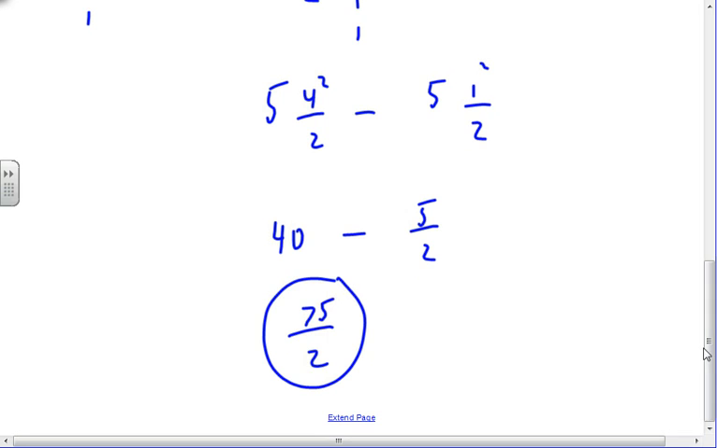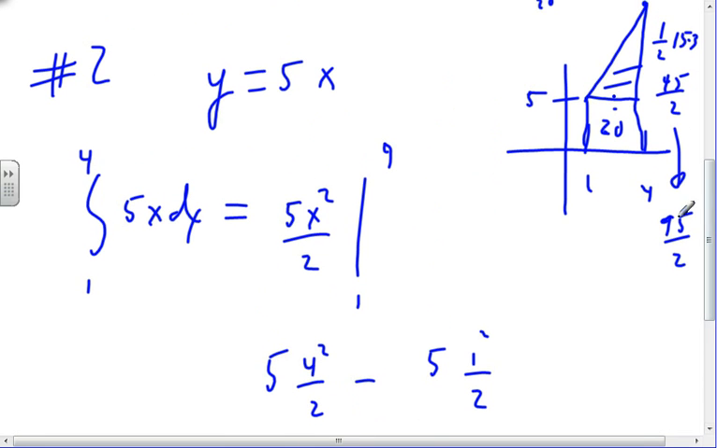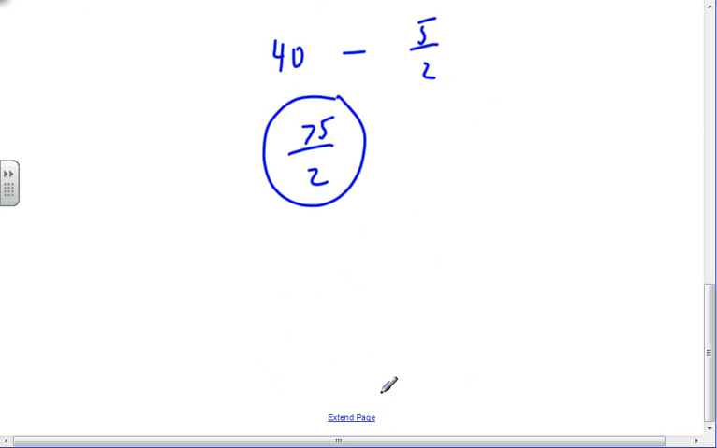Why didn't I get 75 halves up here? Oh, I did get 75 halves. I just didn't write it right. No. This is 3 times 5, so this is going to be 15. And 15, I'd be 30 halves. 30 and 45 halves is 75 halves. So if I would have done that right, I would have known I had the right answer down there. Okay, good enough? Going fast enough?